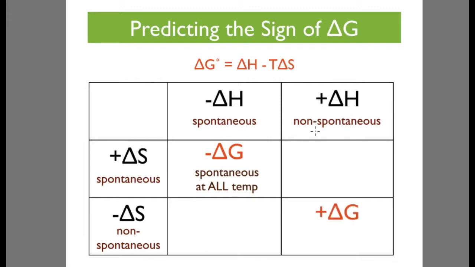Here, if we've got a positive delta H and we've got a negative delta S, negative temperature multiplied by negative delta S is going to give us a positive. So we're going to get a positive and a positive, so delta G will be positive, which means it's not spontaneous at any temperature.